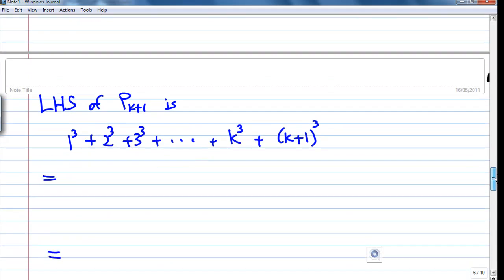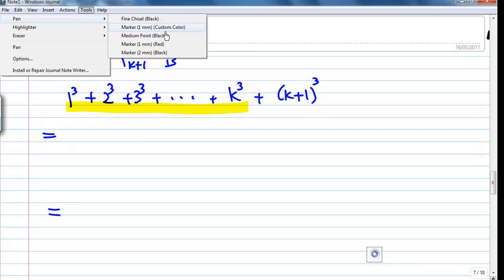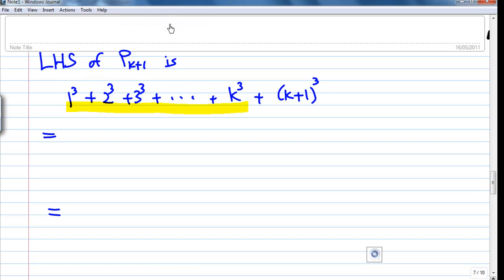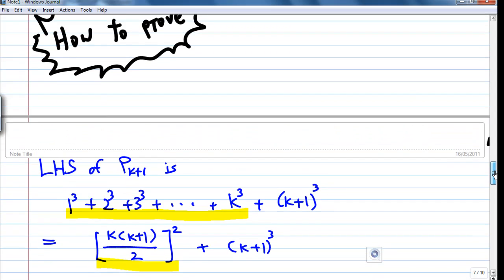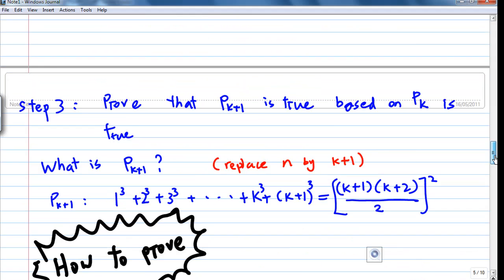Let's look at the left-hand side of Pk plus 1, which is 1 cubed plus 2 cubed plus 3 cubed all the way to k cubed plus k plus 1 cubed. Now, the sum of the first k terms is given by the assumption: this is equal to k times k plus 1 over 2 squared, plus k plus 1 cubed. Based on Pk, we can see this here. So we have copied the result of Pk to here.